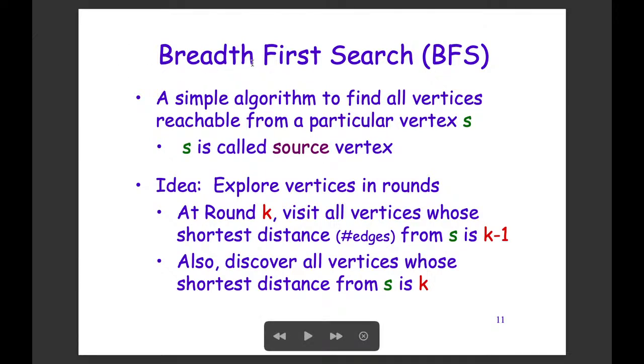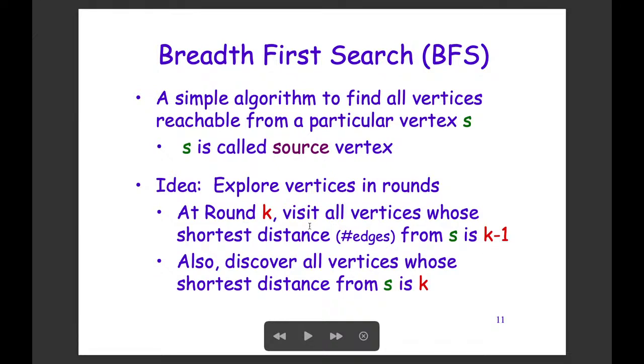So what is breadth first search? Breadth means the width. The idea here is that we go from S at the beginning, and we explore the vertices of the graph in rounds, such that at round k, we will visit exactly all the vertices whose distance from S is equal to k minus 1.